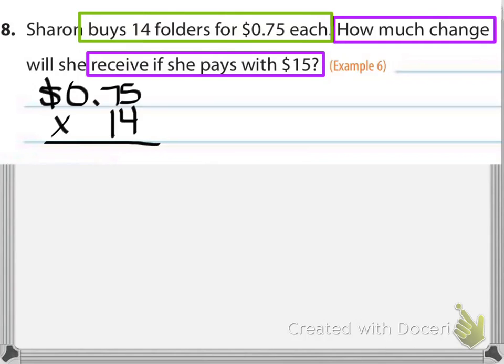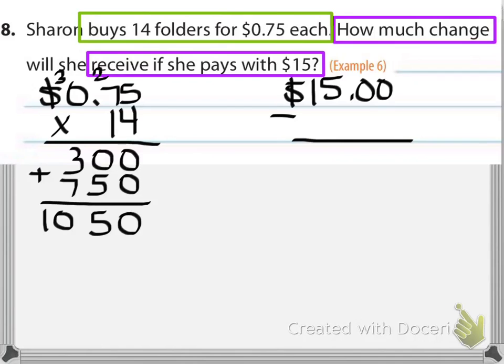This first step involves multiplying with decimals. A decimal times a whole number. So you would need to work this out. Then your step 2 would be to set up $15.00 minus your total for the 14 folders. So pause, set this up. When you come back, we'll have the setup and the answer.